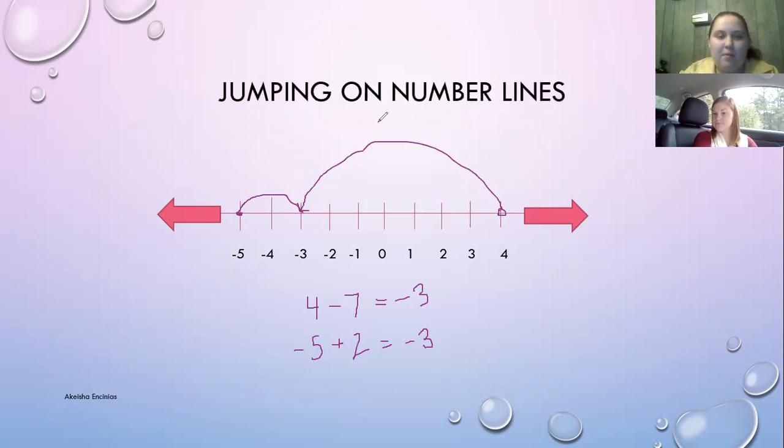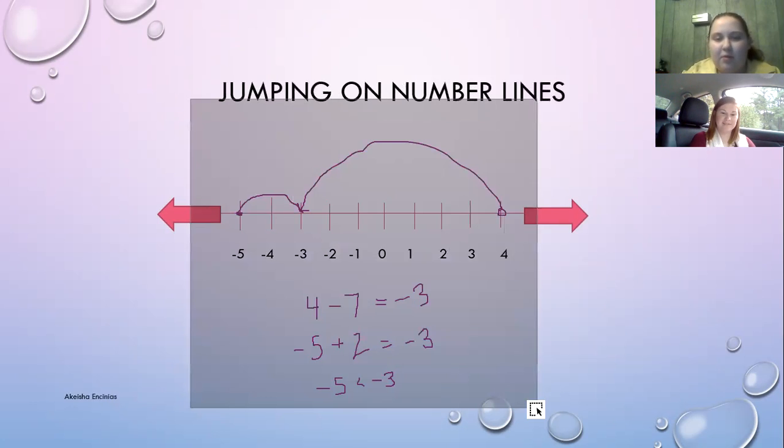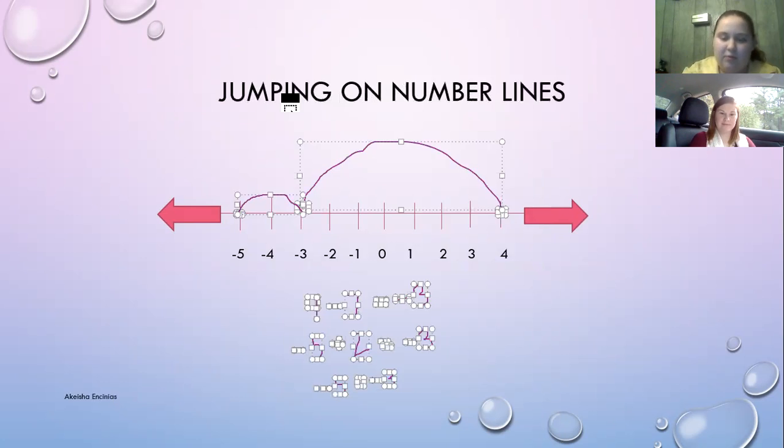So even though 5 is a bigger number than 3, it still means that -5 is less than -3 because it's to the left on the number line. Does that make sense? So now we're going to go on to a trickier subject of absolute values.